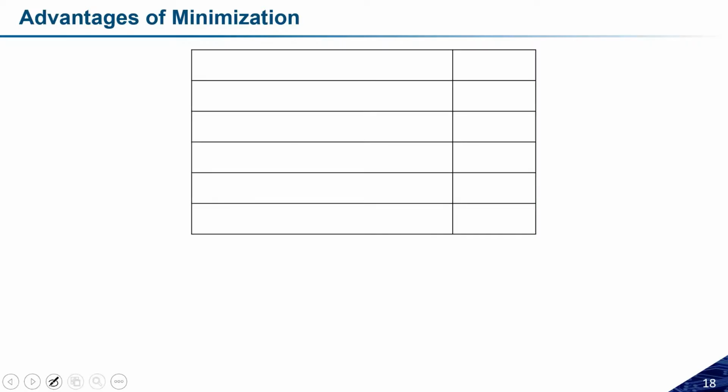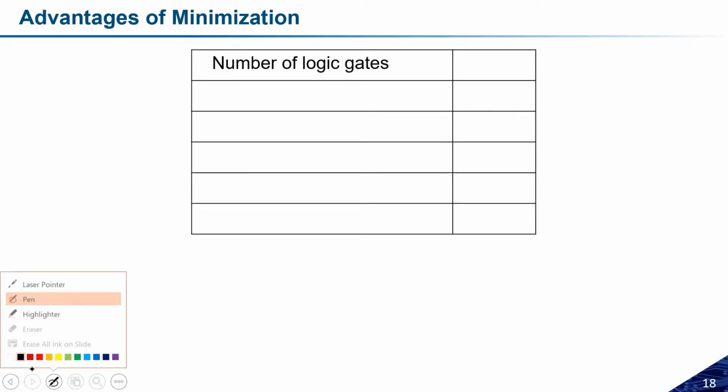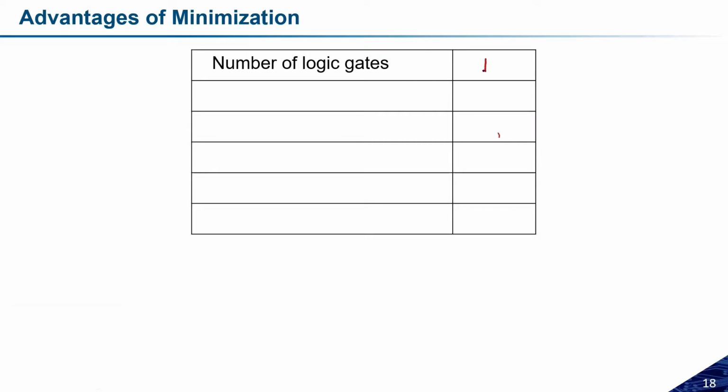Now, one very important thing is, what is the advantage of minimization? Suppose I have any function, and if I am implementing that function based on logic gates, this is easily doable, it is not a problem. But if I am minimizing that function, then there are certain advantages. What are those advantages? Let us try to see. The first advantage is the number of logic gates reduces if I am minimizing the function.